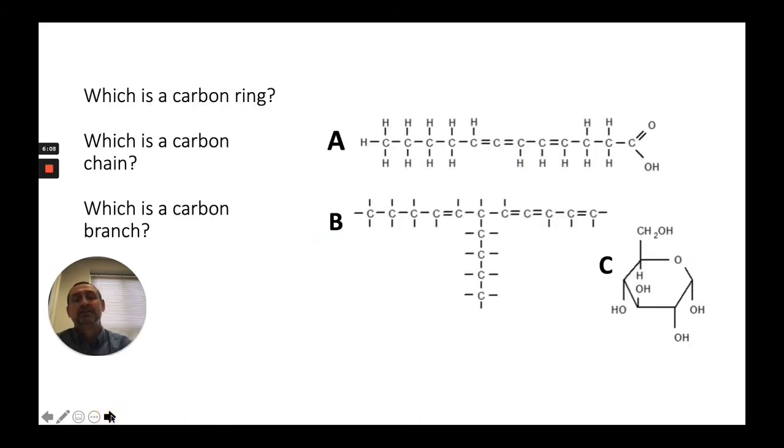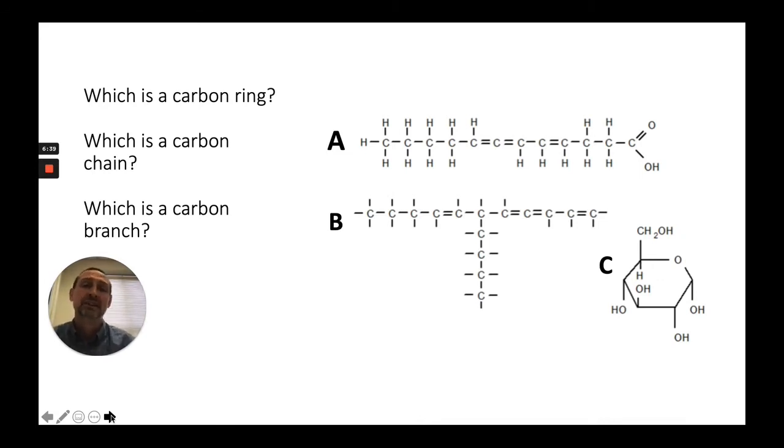Here we have pictures of carbons. Carbon atoms are unique because they can create these 4 chemical bonds with their 4 electrons in that second energy level. These chemical bonds can take the shape of rings, chains, and branches. The carbon ring is illustrated by letter C, the chain is illustrated by letter A, and the branch is illustrated by letter B. The lines between those carbon atoms represent chemical bonds.